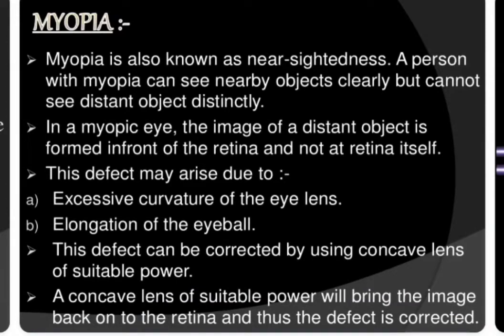So how may this defect arise? Excessive curvature of the eye lens, or elongation of the eyeball. If the lens curvature has increased, it is possible. Or if the eyeball has elongated, this defect can be possible. This defect can be corrected by using a concave lens of suitable power. A concave lens of suitable power will bring the image back on the retina.